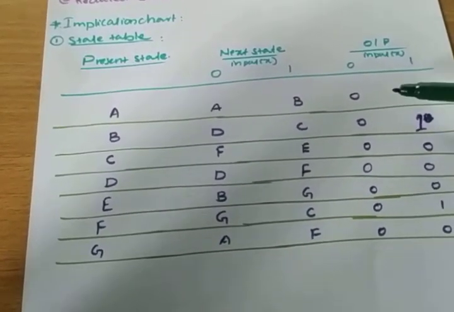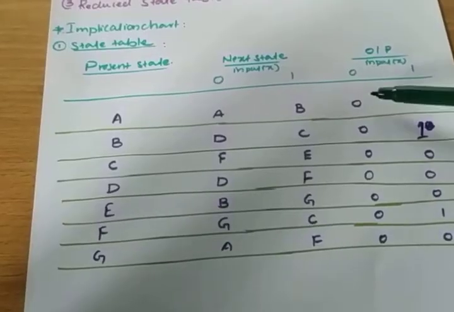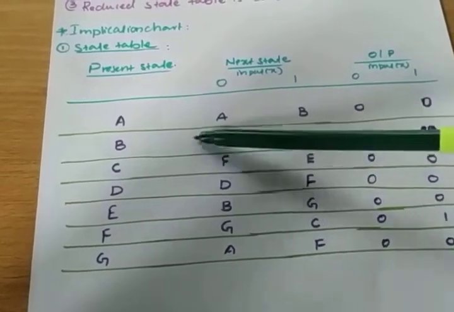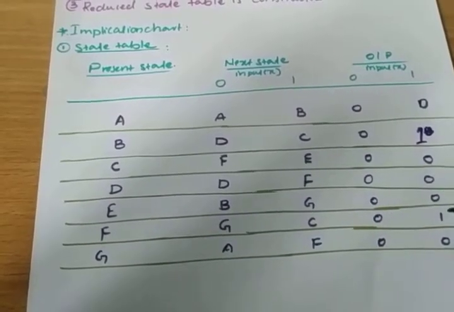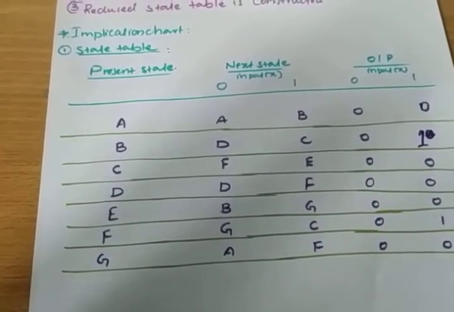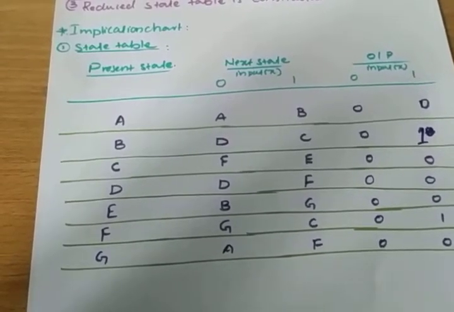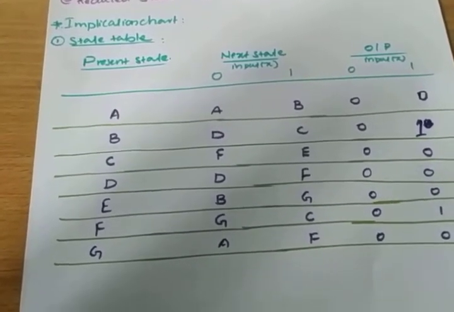So first we need to reduce the state table. Look at the output table. For different states we have the same outputs, so we can reduce the number of states through this implication chart. How is this implication chart constructed? Let's look at that.